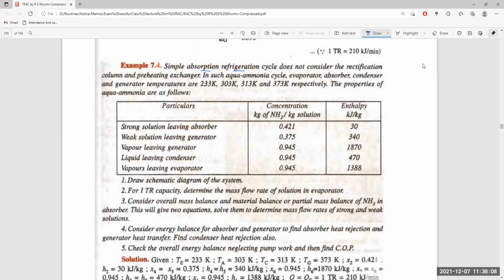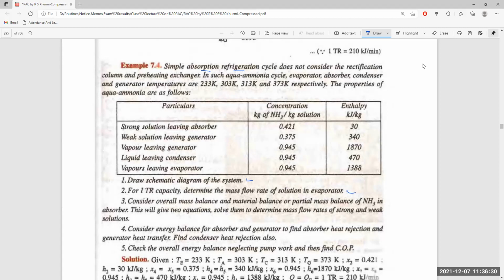So the concentration of vapor leaving the generator, vapor leaving the condenser, and vapor leaving the evaporator is the same, and enthalpy is different in these cases. What we have to do: find the schematic diagram of the system for one ton refrigeration capacity, and determine the mass flow rate of the evaporator.